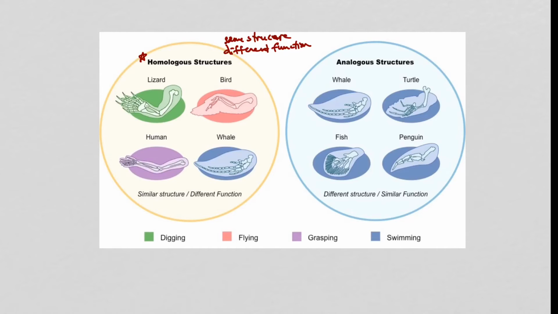All right. Analogous structures are structures that have the same function, but they have a different structure. And because they have a different structure, it doesn't show a common ancestry. So analogous structures cannot be used in determining relationships in a cladogram. They cannot be used.